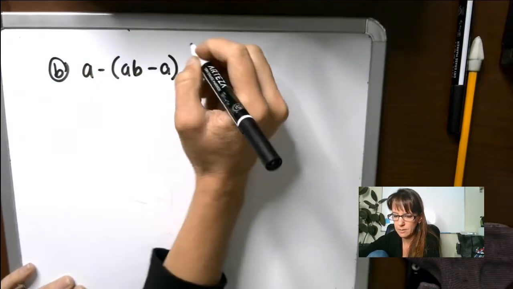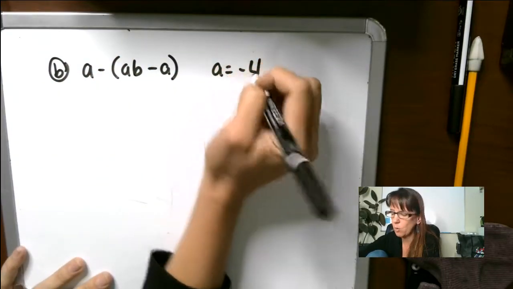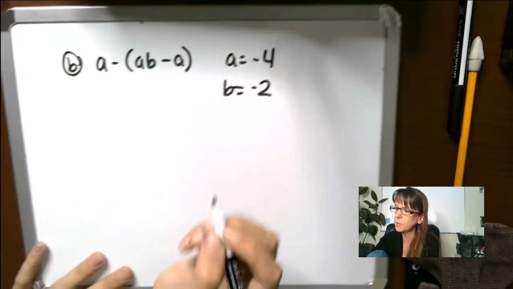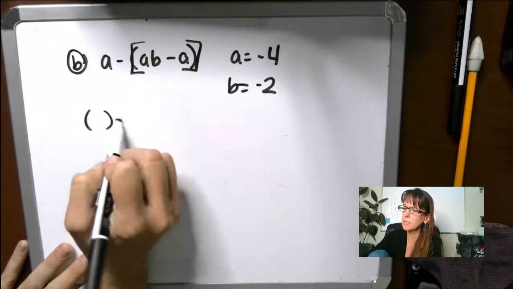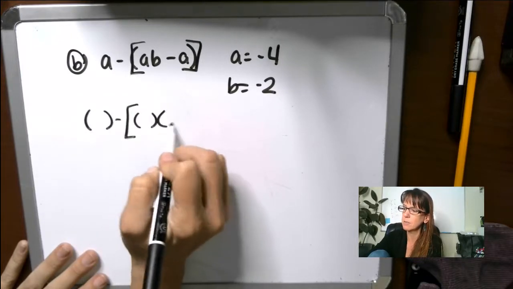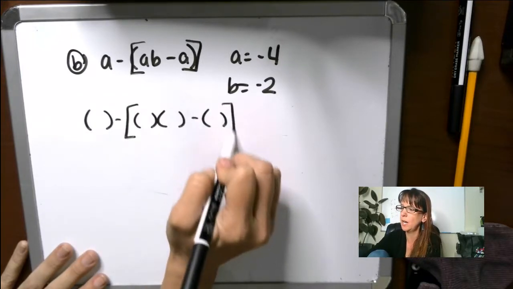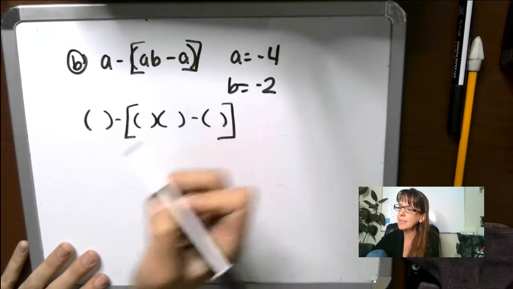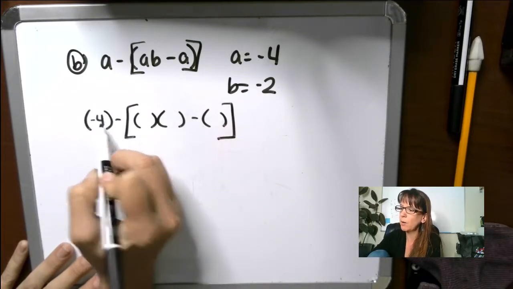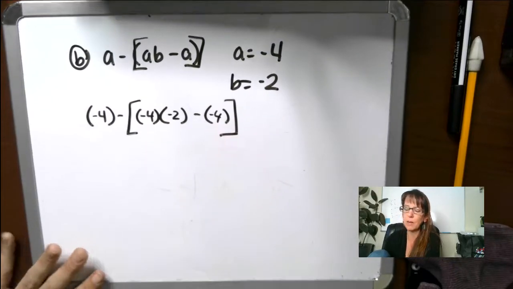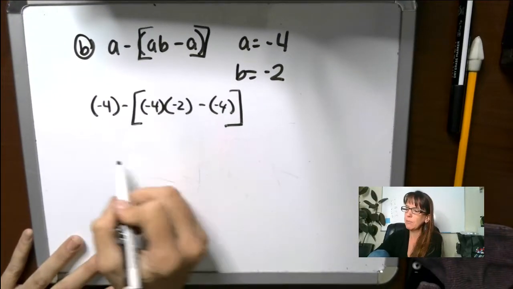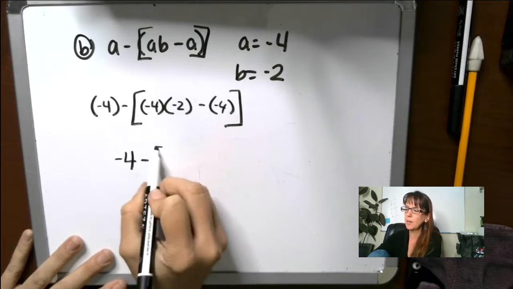All right, so we have A equals -4, B equals -2. I'm going to convert those into some brackets, and we're going to do parentheses minus brackets, parentheses, parentheses minus parentheses, brackets. A is -4, so we have -4, -4, -4, and B is -2. All right, let's clean that up. We've got -4 minus brackets.